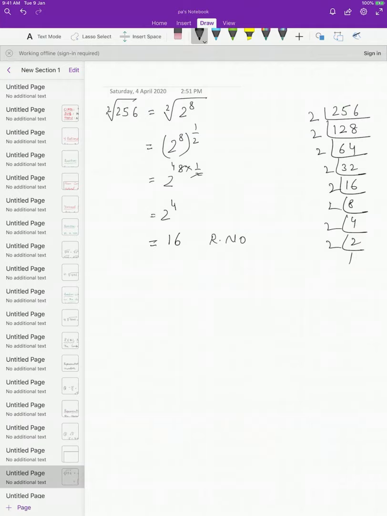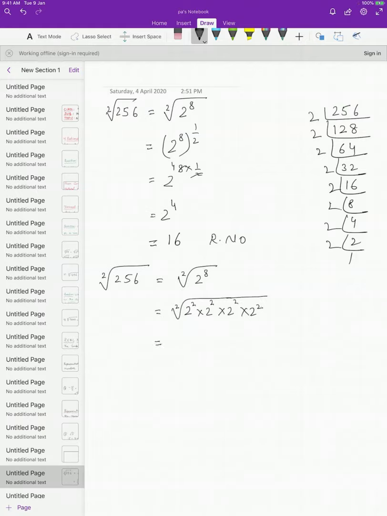Now, there is one more way of solving the same question. Suppose square root of 256 I have written as square root of 2 raised to the power 8. I can write this as square root of 2 raised to the power 2 into 2 raised to the power 2 into 2 raised to the power 2 into 2 raised to the power 2. Adding the powers, 2 plus 2, 4 plus 2, 6 plus 2, 8. The total power is 8.